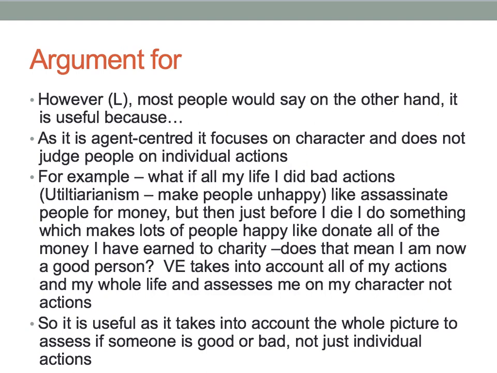utilitarianism or act-centred theories, which judge you on individual actions, because you can get into that ridiculous situation where you don't know if somebody's good or bad because they've done 100 bad things but one really good thing. Does that mean that they're good then? You can't criticise virtue ethics for that same thing, because it takes into account somebody's whole life, gives you a much more accurate, rounded picture, and that's why it's more useful.